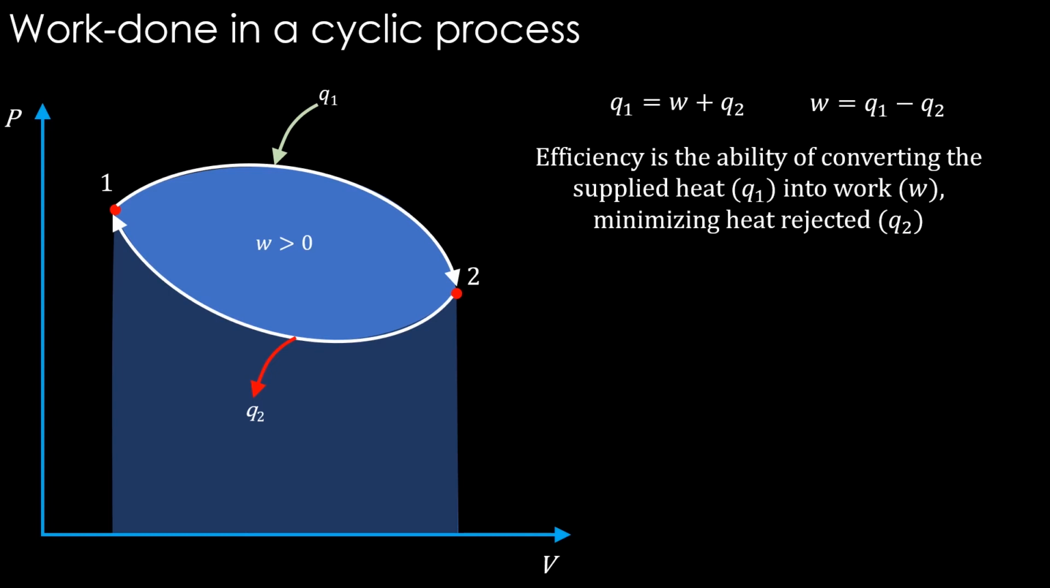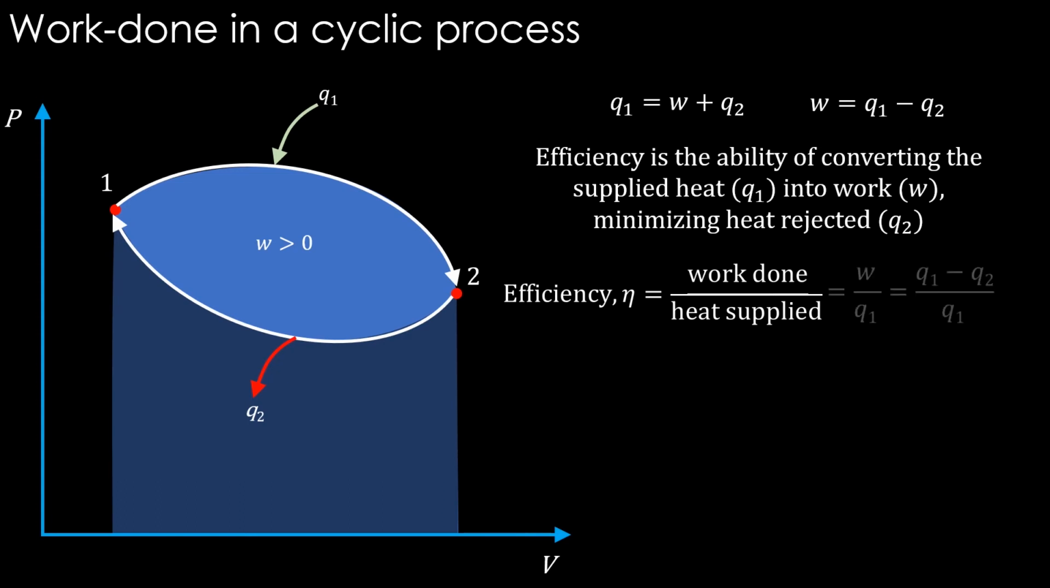The quantity used for this purpose is the efficiency, eta. It tells us how much of the supplied heat is converted to work. Eta is W divided by Q1, or Q1 minus Q2 divided by Q1, since W is Q1 minus Q2. The question is, if we have to operate an engine only in cycles, what maximum efficiency is achievable? What is the maximum value of eta?